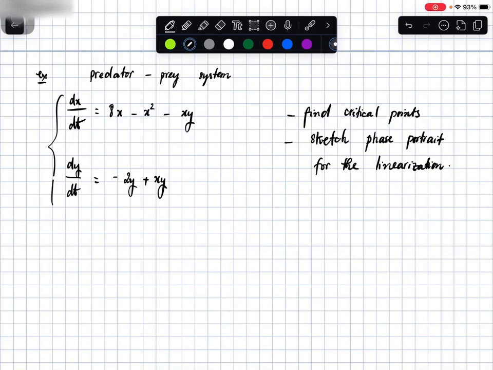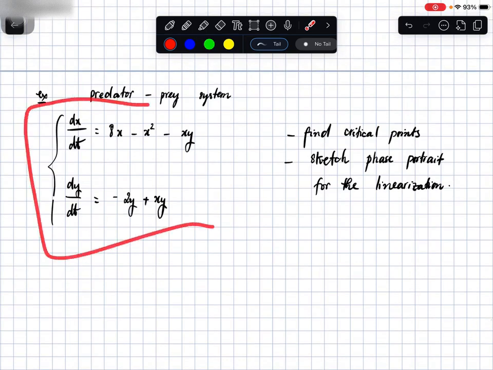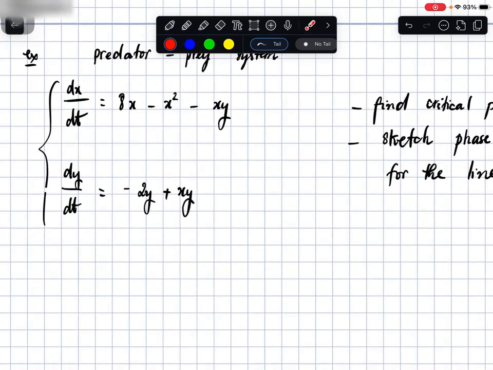We are given this predator-prey system, dx/dt and dy/dt like this. So x and y represent the populations of the predator and prey. Without them telling us which one is predator and which is prey, we can tell from these equations. Look at this: this is how the population of x changes over time, this is how the population of y changes over time, and they interact with each other through this term xy.